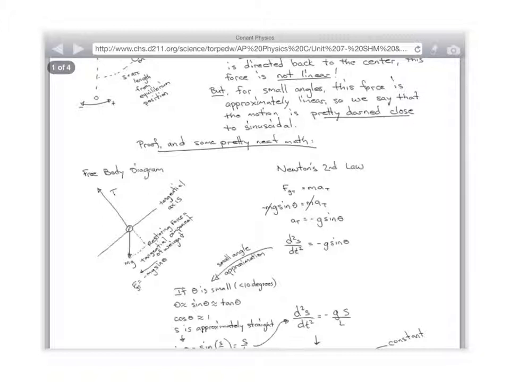Got it? It's a second derivative relationship. And this is something called a second order differential equation.